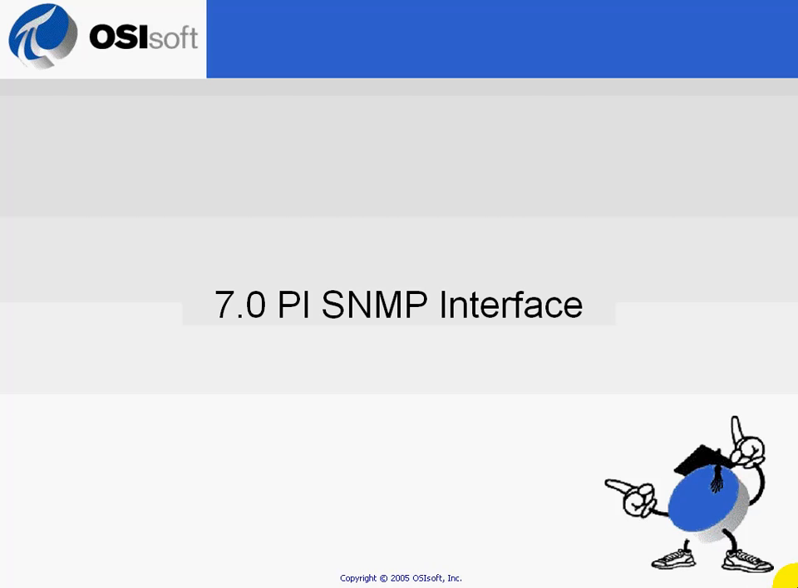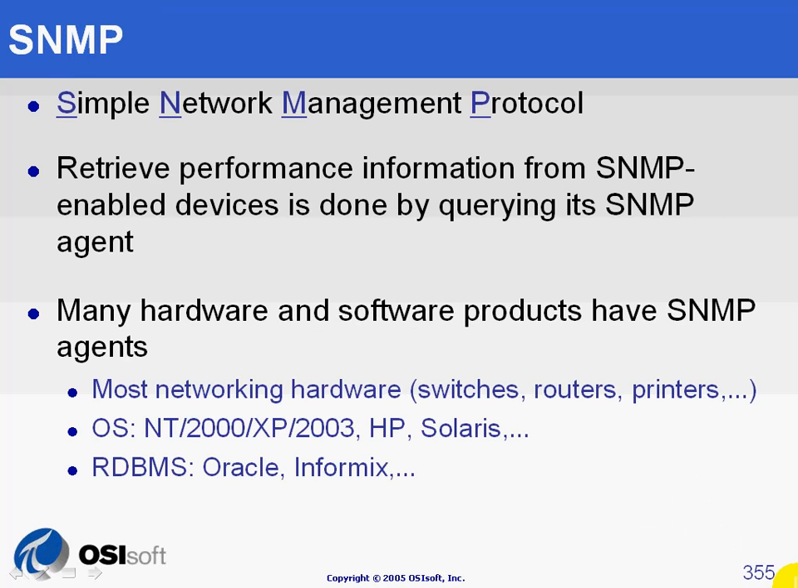PI SNMP Interface. First of all, before going to the PI SNMP Interface, you have to know what SNMP is. SNMP stands for Simple Network Management Protocol. This is a standard protocol for multiple devices from various vendors to provide performance information about themselves. SNMP-enabled devices contain an SNMP agent, and we will query the agent to get performance information.